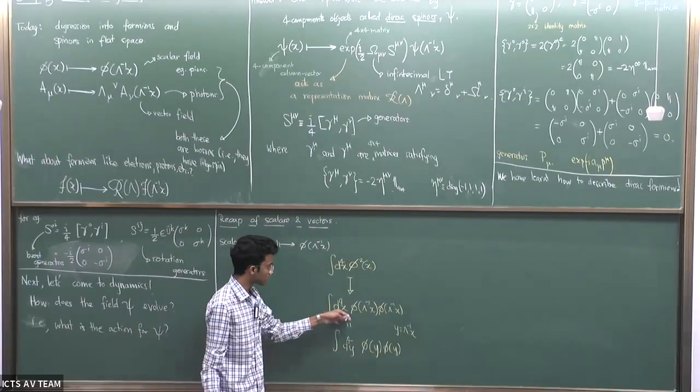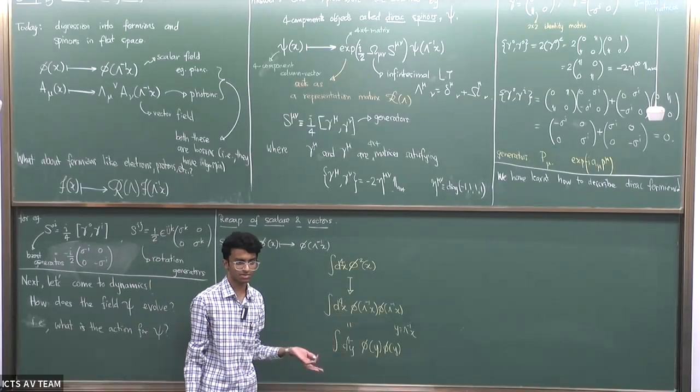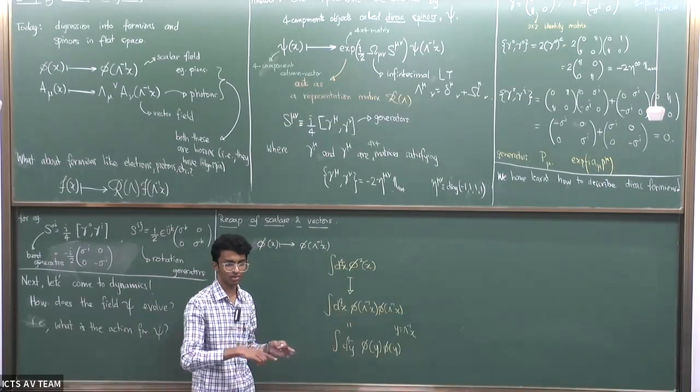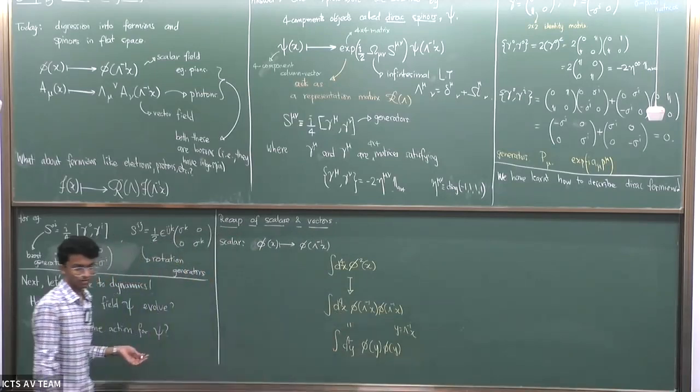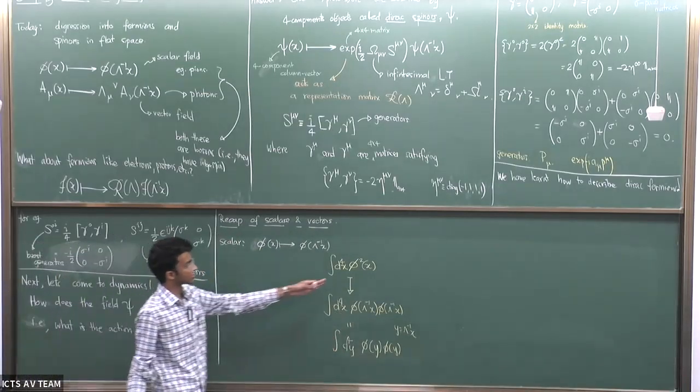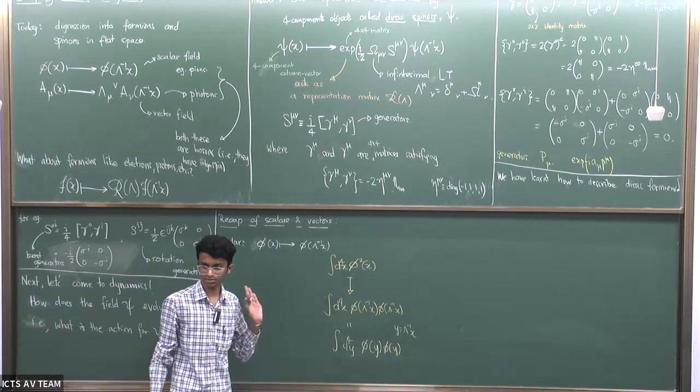And why does this measure not change? Because under a Lorentz transformation, measures don't change. d4x, when you do a Lorentz transformation, remains d4x. So we found that phi squared is an admissible term in the Lagrangian.